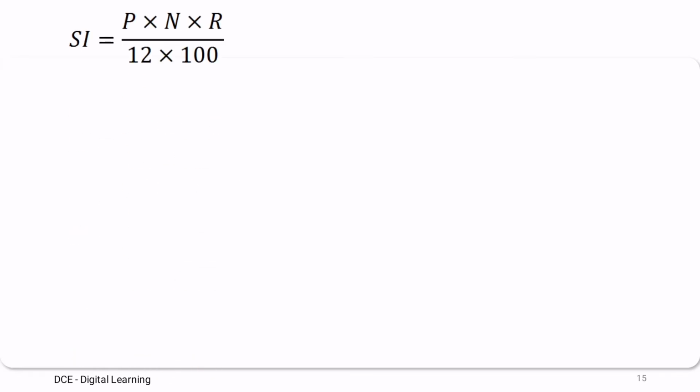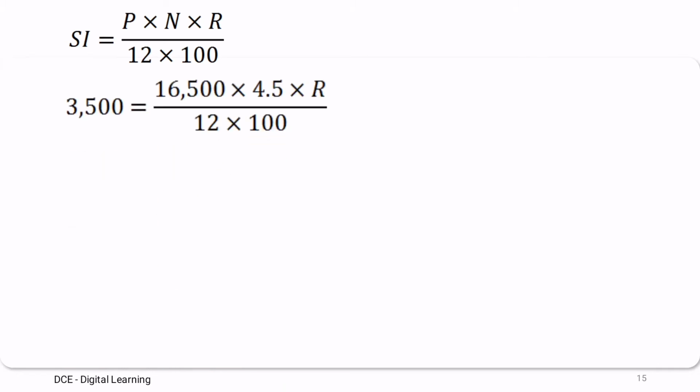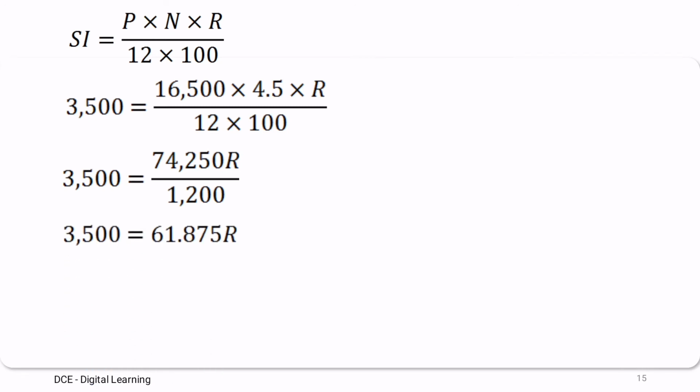So now simple interest equals P into N into R divided by 12 into 100. Simple interest 3,500 equals 16,500 into 4.5, equated period in months, into R. This we have to calculate, divided by 12 into 100. So now 16,500 into 4.5 is 74,250 into R as it is, divided by 12 into 100, 1200. Now 74,250 divided by 1200 is 61.875.